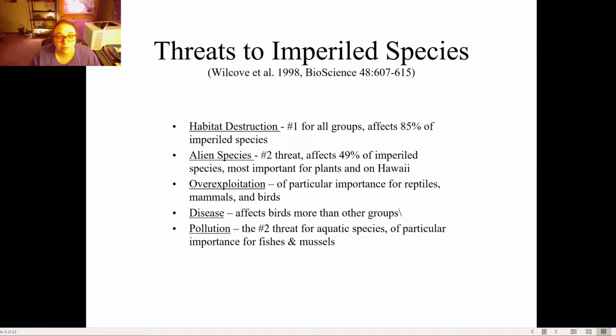And we're going to talk about an amphibian disease a little bit today, and then a little bit more when we talk about diseases in general. And then finally, we have pollution, which is actually the number 2 threat for aquatic species. So it's of particular importance for fishes and mussels. So we're going to talk a little bit about each of these things throughout the class. Next week, we're really going to focus on all of these things and go into more detail. But for today, we're going to focus on how these things lead to extinction and some of the examples of extinction that we've seen recently.